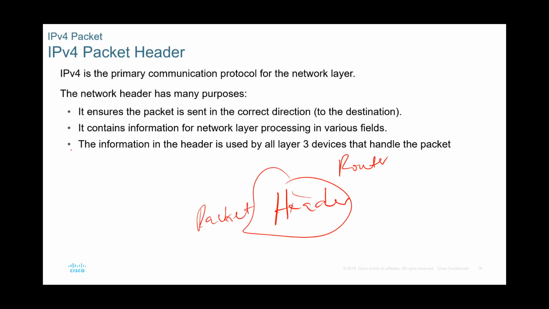And that's why I like what they put here. The information in the header is used by all layer 3 devices. Which device is our layer 3 device? Our router. All layer 3 devices, it doesn't matter the number of routers on the way to the destination, they need this packet header. That's where their business is. That's their own area of interest. They want to see where it's going to.